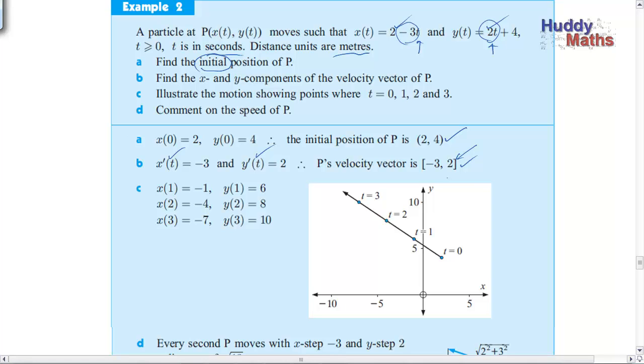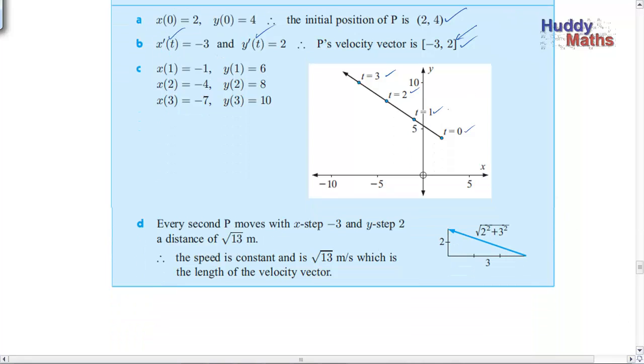Illustrate the motion showing points where t is naught, so you just sub naught in, 1 in, 2 in and 3 in, to the parametric forms up here. Okay, so here, what would you have expected? Well, we've got velocity vector -3 and 2, so coming down, let's look at that graph. Here we go, -3 and up 2, -3 and up 2.